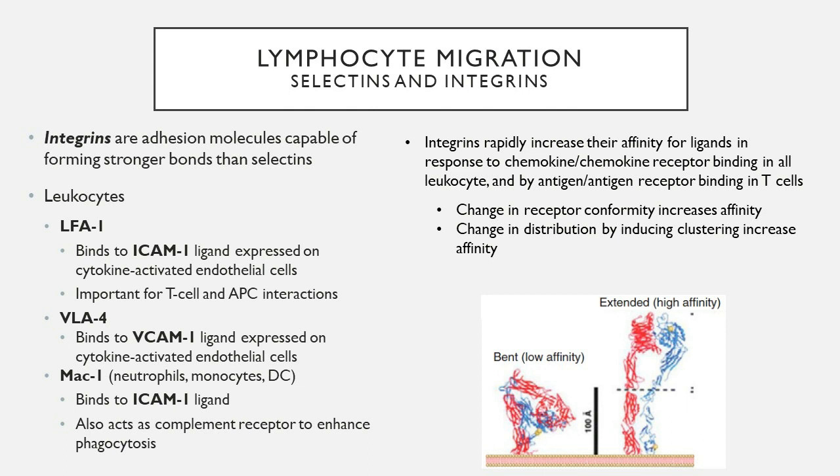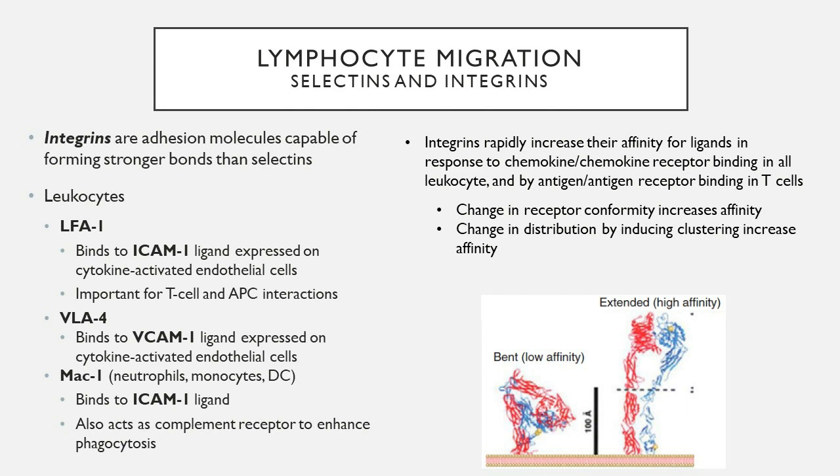So the first one is leukocyte function associated antigen 1, which binds to ICAM1. So the ligand is intercellular adhesion molecule. So while this integrin is really important just for the general migration and recirculation of leukocytes, it also has a particular importance for the interactions of T cells and antigen-presenting cells. So this adhesive molecule facilitates these types of cells' interactions so that T cells can go from naive, interact with their antigen, and become activated.